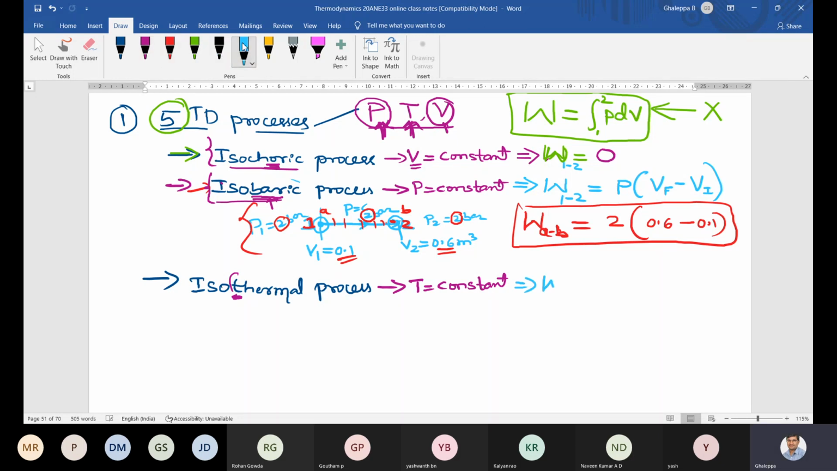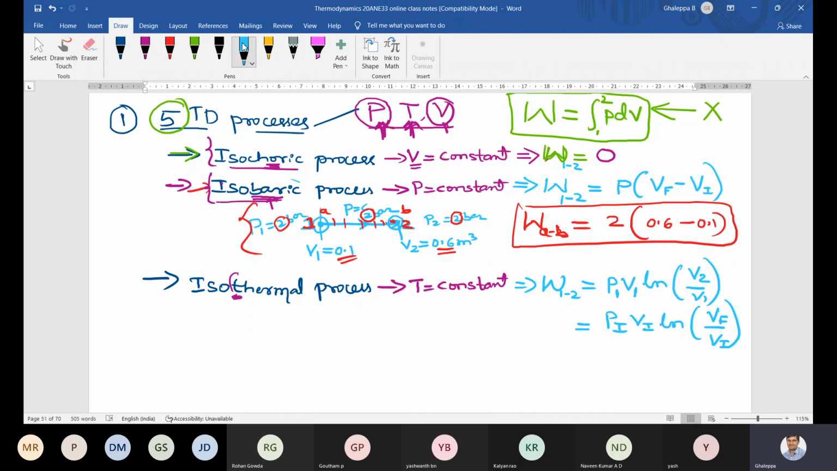Remember this equation now again. 1 to 2: P1 V1 ln of V2 by V1. Again, dear students, do not get confused with the 1s and 2s. So remember in general: initial pressure, initial volume, ln of final volume divided by initial volume.